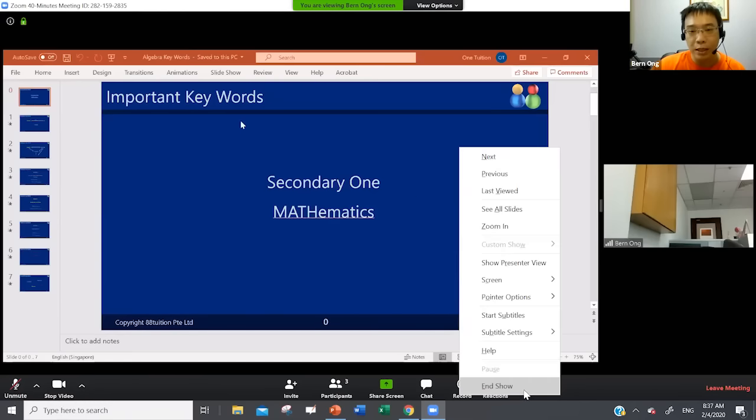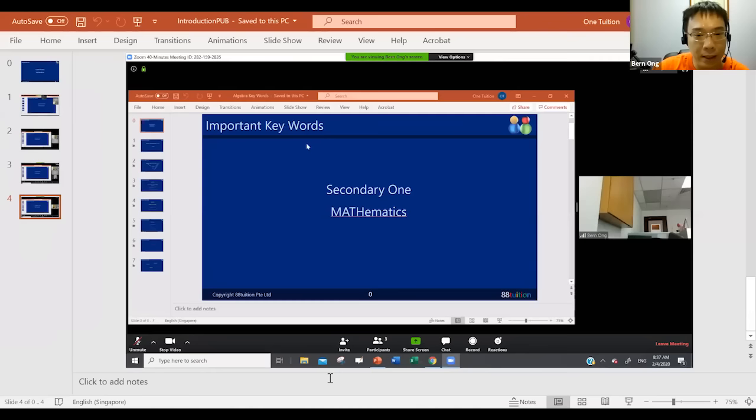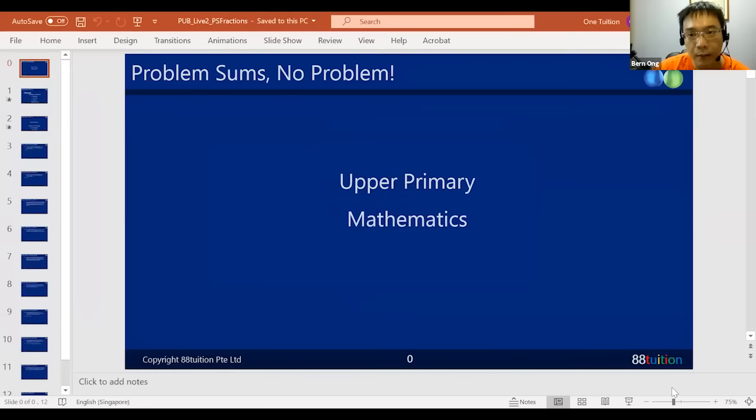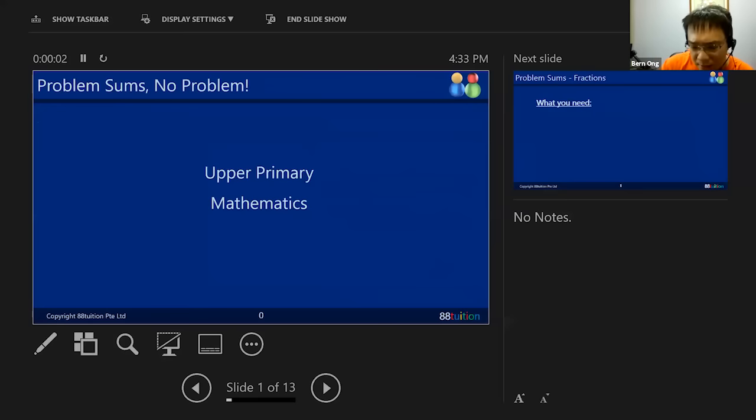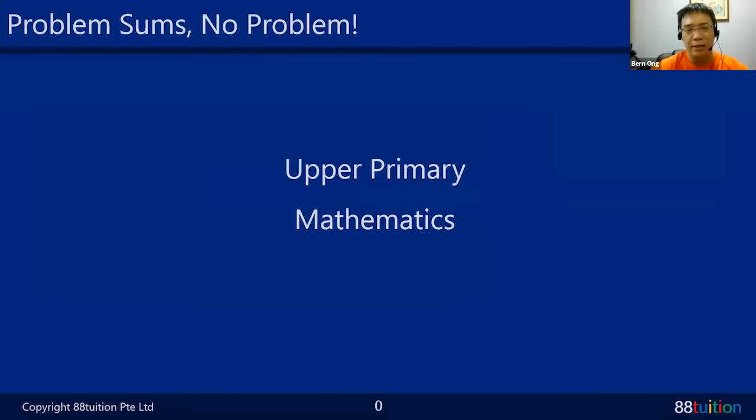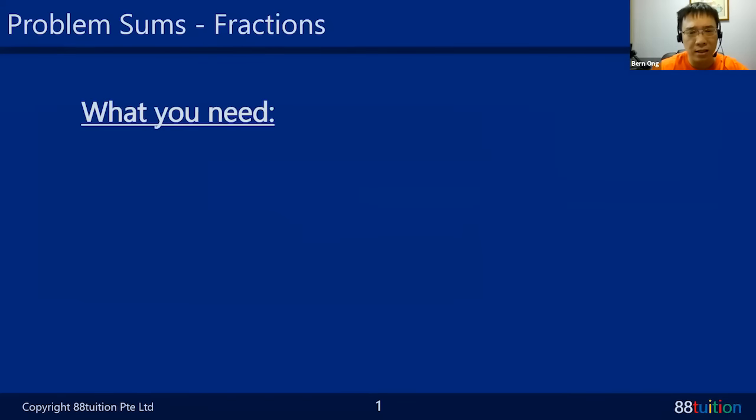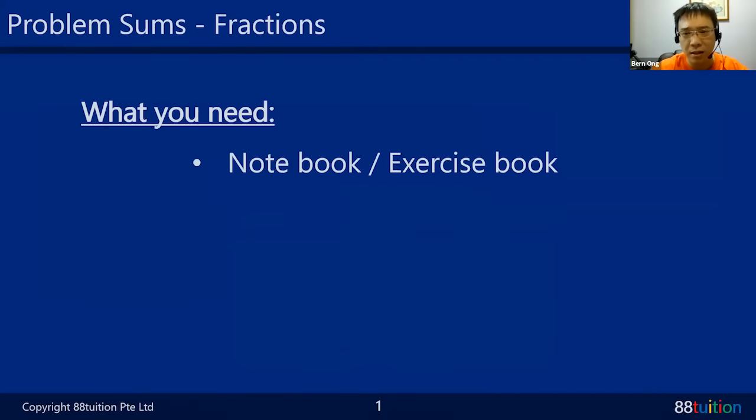Let's go into the main lesson for today. Our main lesson for today is talking about something called fraction. So let's go. What do you need? Can I suggest that, number one, you at least have your calculator beside you. Not only your calculator, please have the worksheet here.